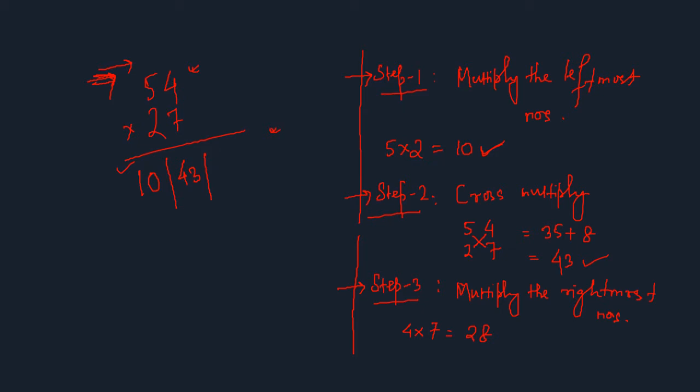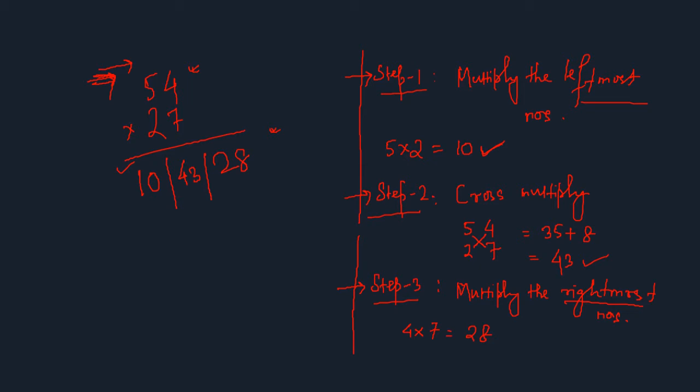Now the third and final step will be to multiply the rightmost numbers. Do remember, in the last problem we started from the right and we went until the left. Here we are starting from the left and we are going until the right. So the rightmost numbers are 4 and 7. Multiplication of 4 and 7 is 28, and we simply put it down.